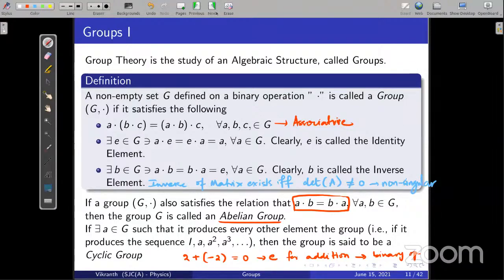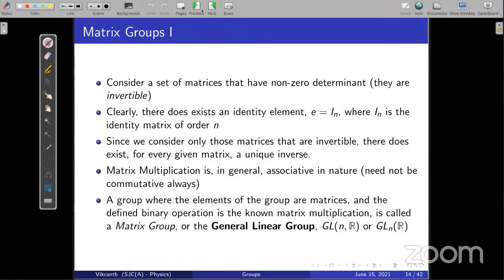Right, so we consider a set of matrices that have non-zero determinant, which means their inverse exists. So these are the only kind of matrices that we consider for our group. There is an identity element, like I said, the identity matrix. Since they are invertible, they have a non-zero determinant. There is an inverse, and in general, matrix multiplication is associative, but need not always be commutative, right? And when you group all of these together, this particular group is called a general linear group. Let me switch back to red. This is called a general linear group.